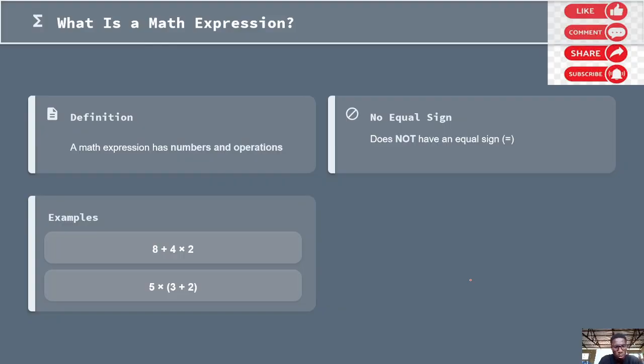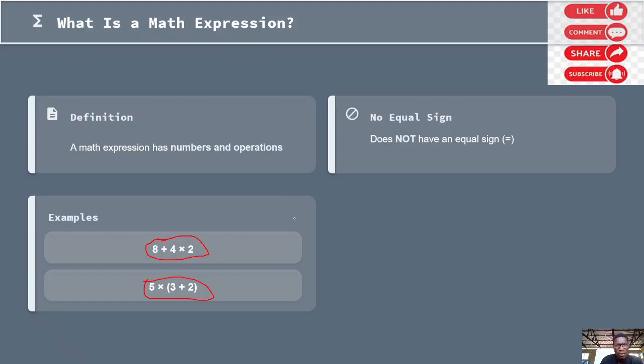So now that we know the operations, let's explore expressions. A math expression is basically a combination of numbers and operations without an equal sign. We know that numbers, we have 1, 2, 3, 4, 5, 6, 7, 8, 9, 10, 11, 12, etc. And the operations, we have addition, subtraction, multiplication, and division. So when we are talking about expression, we are basically talking about numbers and the operational signs without an equal to sign. So this without an equal to sign is called expressions.